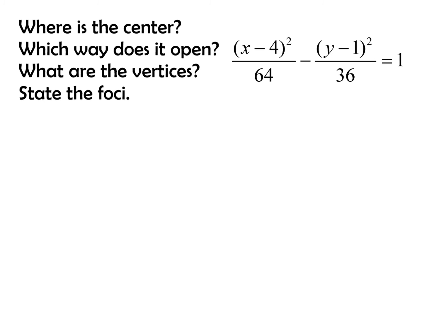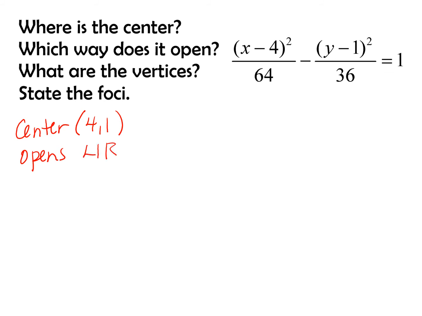All right, this example asks us quite a few questions. Where's the center? Which way does it open? What are the vertices? And state the foci. I didn't put any piece of graph paper here. If we need to make a sketch, we can. So let's start with the center. Again, the opposite, so your HK is going to be 4, 1. Which way does it open? The X comes first, so it's going to open along the X-axis, so I call that left, right.